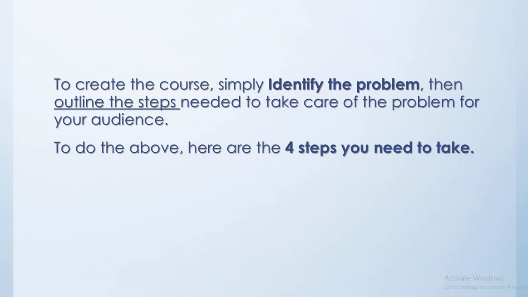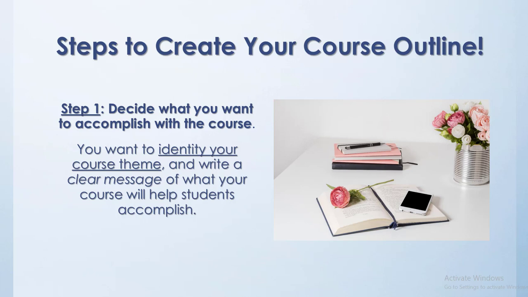To do that, there are 4 steps that you need to take. So what are those 4 steps? The first step is you need to decide on what you want to accomplish with the course. To do that, you want to identify the theme, or the subject matter of your course. And then you want to write a clear message of what your course will help your students to accomplish. In other words, you want to write out the goal that the course will help your students to accomplish. That is what that clear message is all about. So that's the first step you need to take.